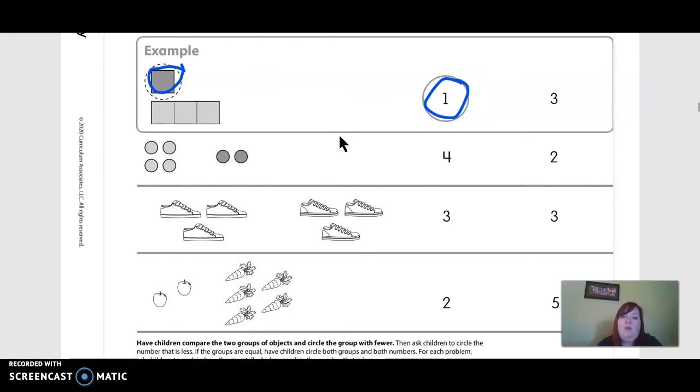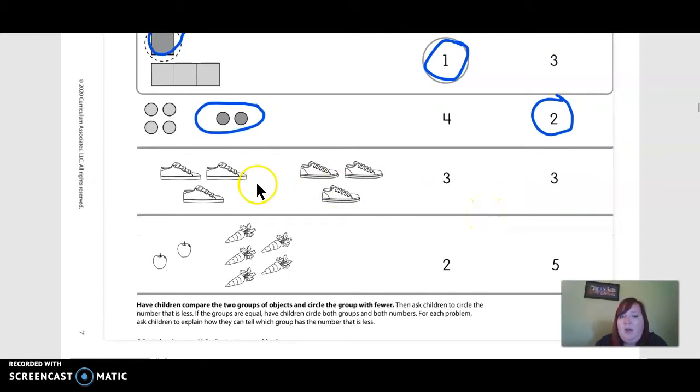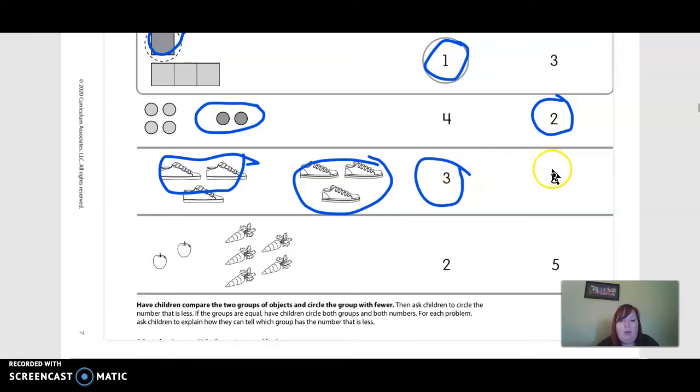Okay, now we are going to go over the answers. How many circles are there in the first group? 4. How many in the second? 2. Which one is less? The smaller amount. Correct. It is 2. So you're going to circle 2 group and 2 the number. Okay. Sneakers or shoes. How many tennis shoes do you have in the first group? 3. How many in the next group? 3. Which one is less? Neither, right? They're the same. They are equal. So you're going to circle both groups and circle both numbers.